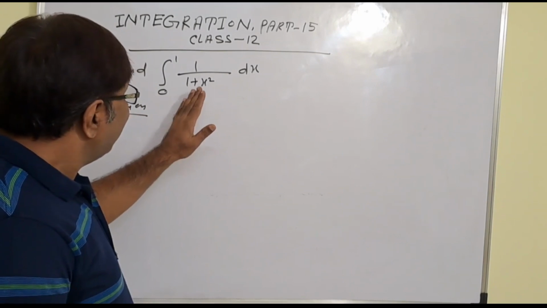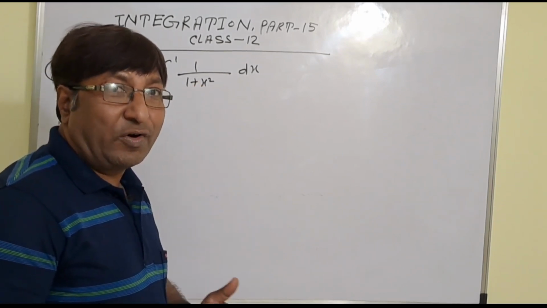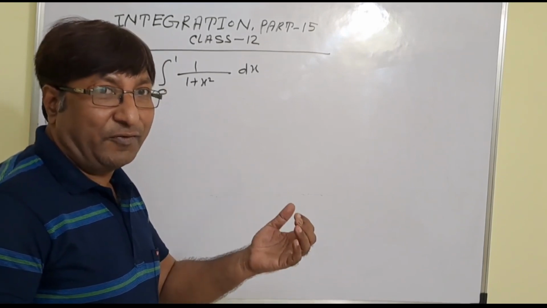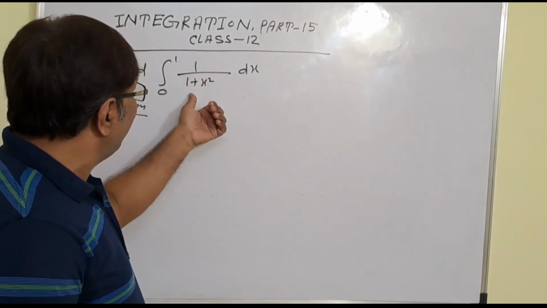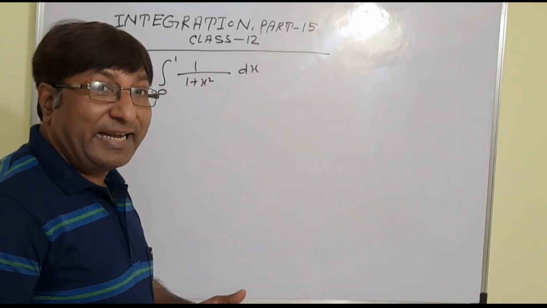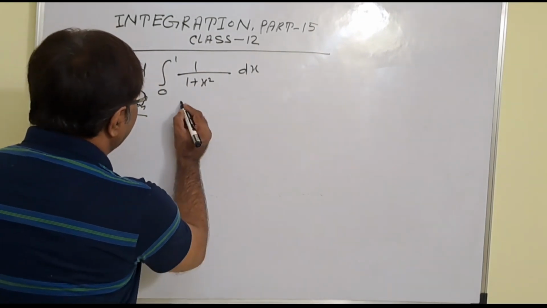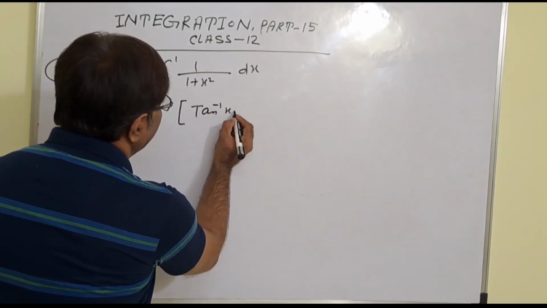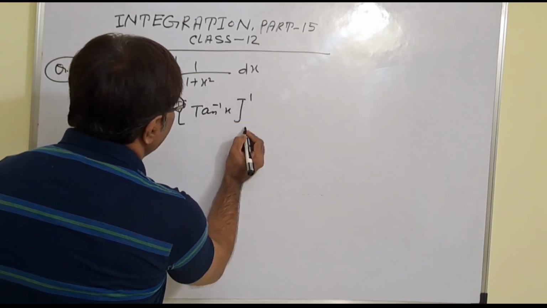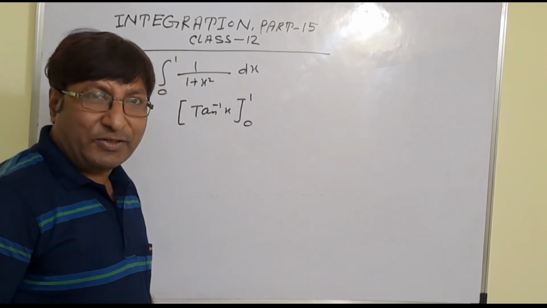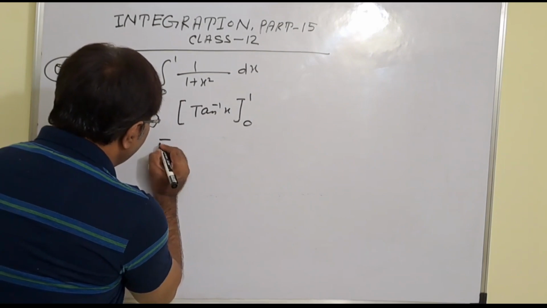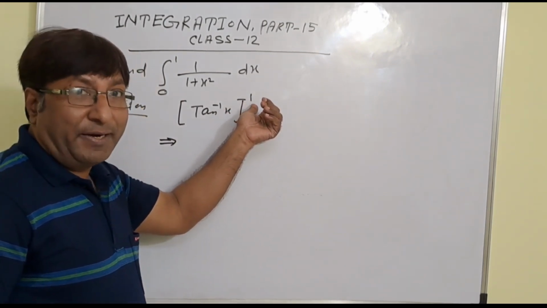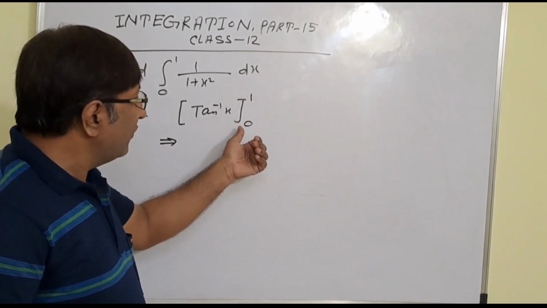So you know well, the derivative of tan inverse x is 1 by 1 plus x squared. So integration is just the reverse of differentiation. So the integration of 1 by 1 plus x square is tan inverse x. So we will write directly, this is tan inverse x. Upper limit is 1 and lower limit is 0. Now the next step is: just put the value of x equal to upper limit minus x equal to lower limit.